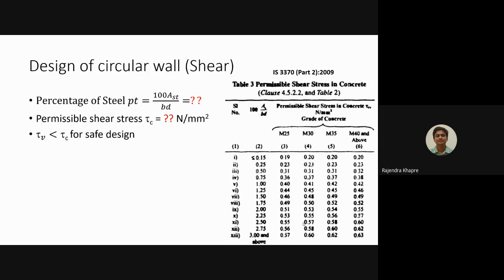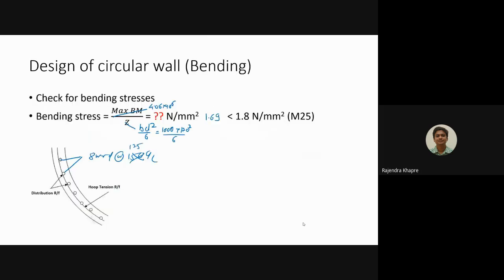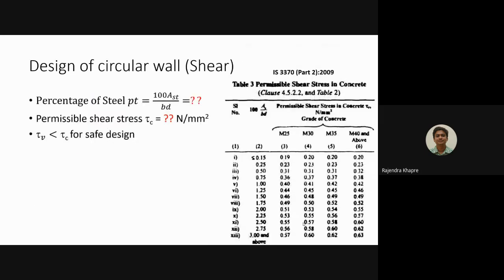The AST which we have provided in the vertical direction is 8 mm dia bars at 125 millimeter center to center. So for this purpose you have to provide the PT value. PT value will be 100 into AST divided by B, which is 1000, into D, which is 120. और यहाँ पर हमने 8 डाया एट 125 सेंटर टू सेंटर प्रोवाइड किया है. Calculate the AST, calculate the value of PT and calculate the value of tau c. I am sure it will be safe. Please complete this.